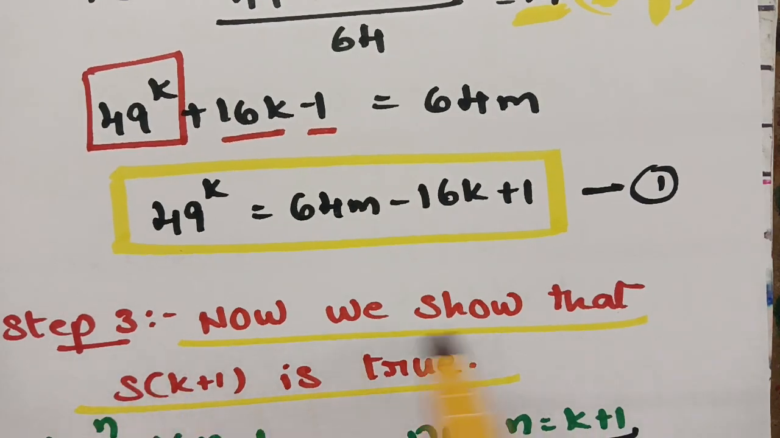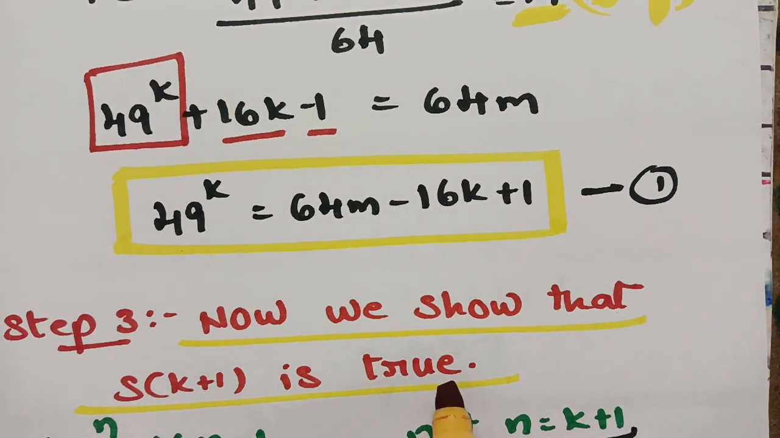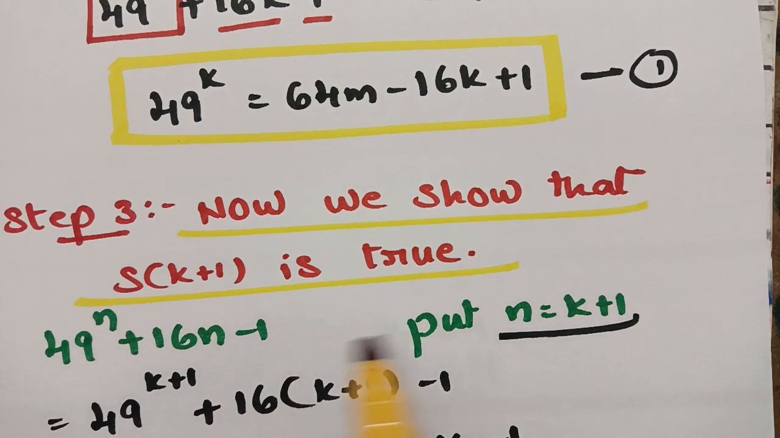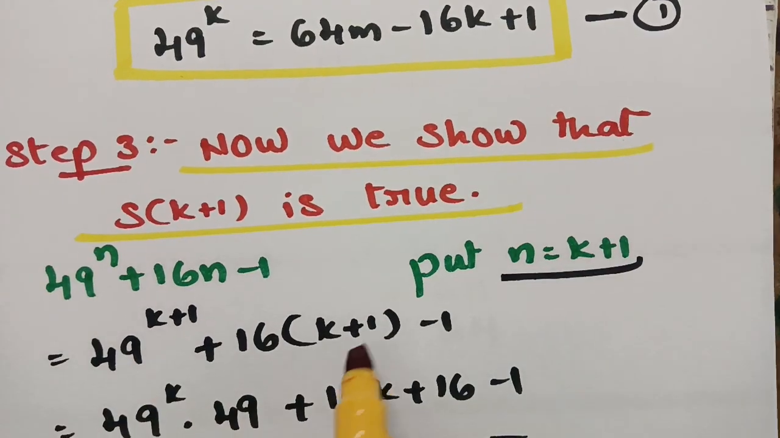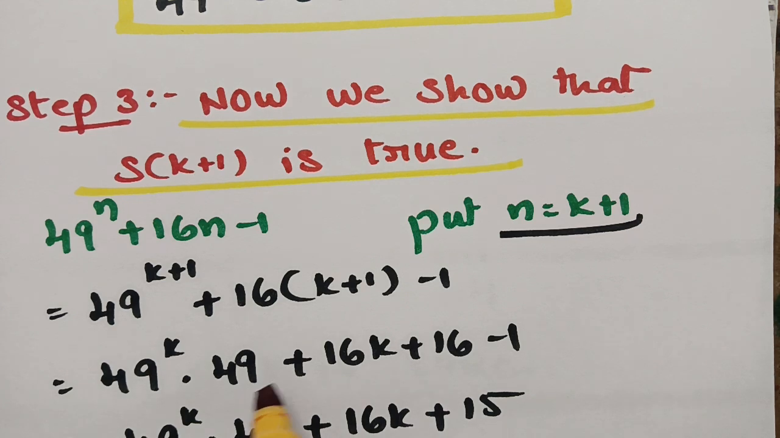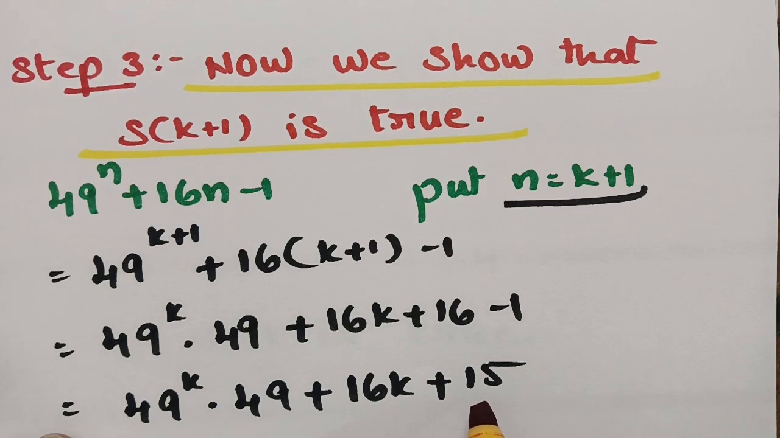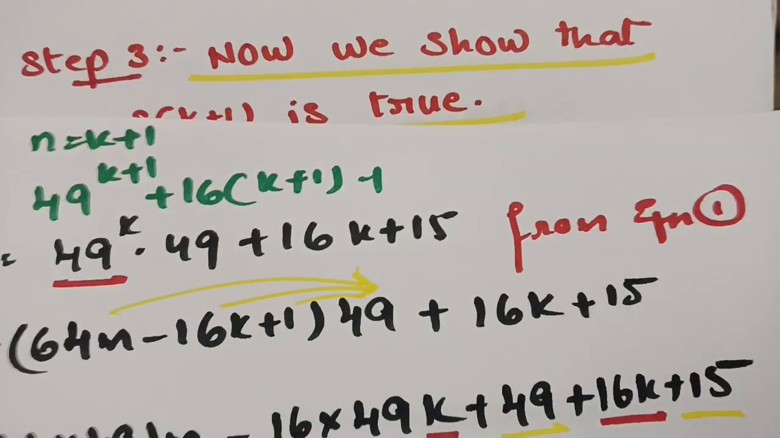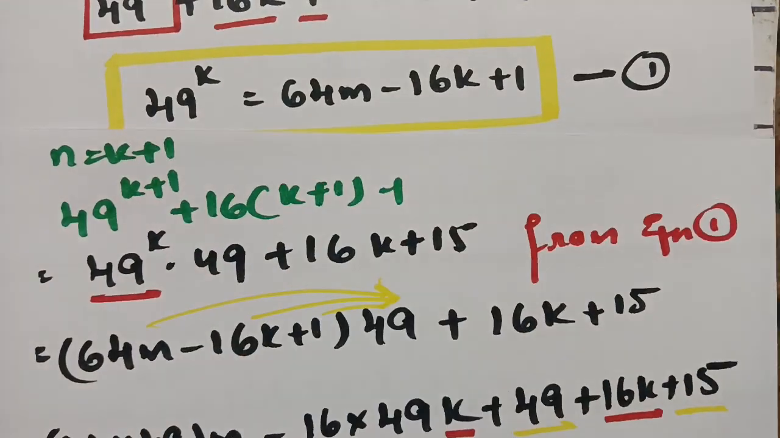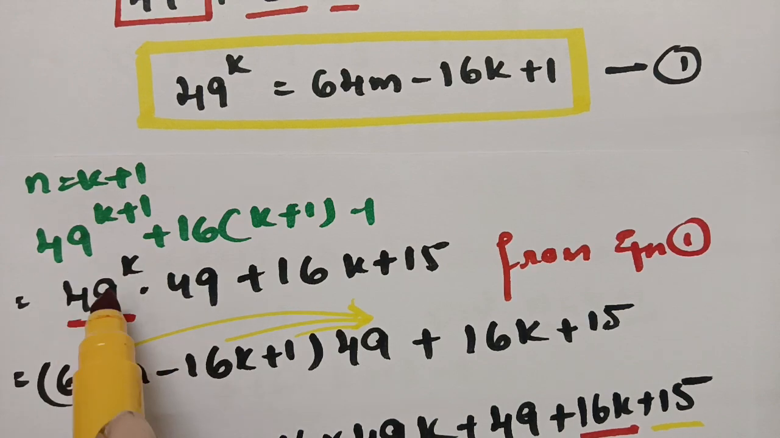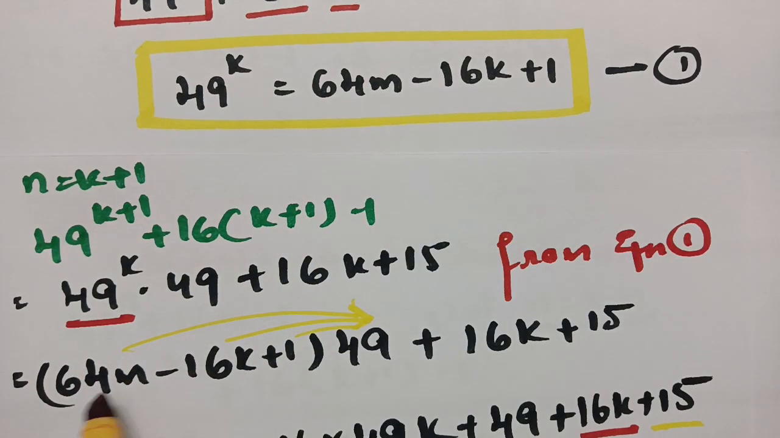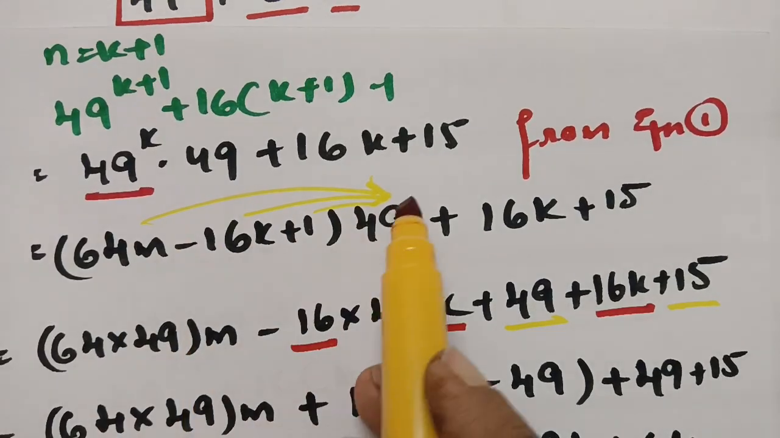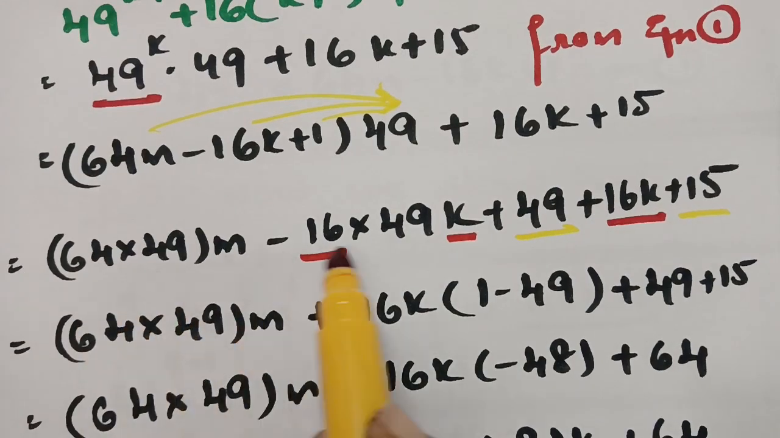And now in step 3, we have to show that S of k plus 1 is true. So here in the given statement, if you put n is equal to k plus 1, see here, then this will be 49 power k into 49 plus 16k plus 16 minus 1. 16 minus 1 is nothing but 15. So in this statement, if I replace this 49 power k with 64m minus 16k plus 1, into 49 plus 16k plus 15. So if I multiply each and every term with 49, see here.